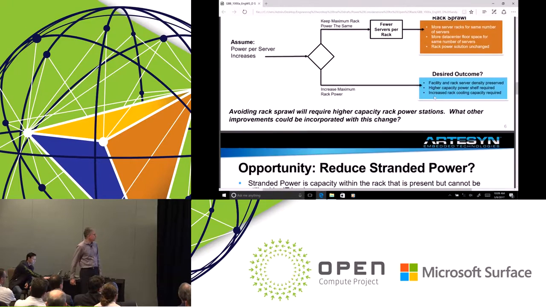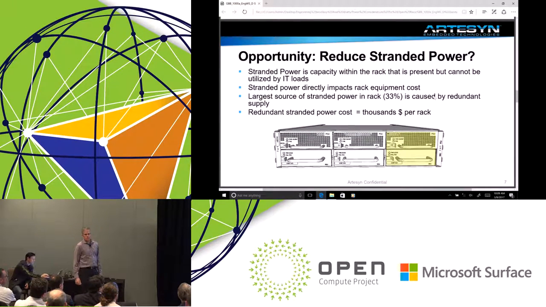Let's go to the next slide. Now, here's some of the questions we have to ask. Right? If we have an inflection point coming in how we're doing power, it makes sense to ask the question of, well, what does OpenRack 3.0 power look like? Right? Maybe it's not an incremental change.